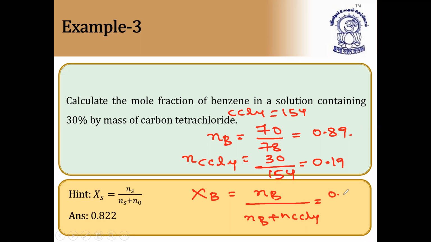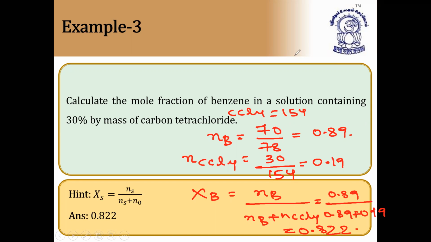So 0.89 by 0.89 plus 0.19, which is equal to 1.08. So 0.89 divided by 1.08, we get 0.822. So now it is clear.